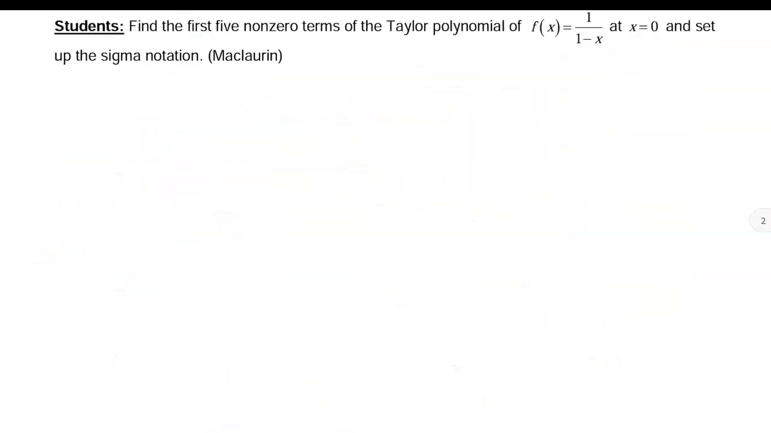The next example is for you. Set up the first 5 non-zero terms of this Taylor polynomial centered at x equals 0 and set up the sigma notation. Pause the video and turn it back on to check your result.